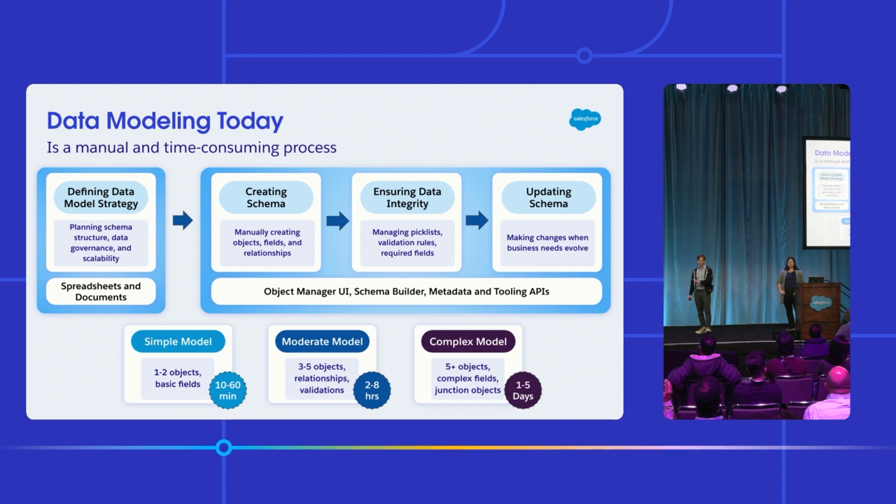Now, all this is fine and good, but I'm sure many of you have also realized as you move up in terms of complexity of your data model, you can have a lot of time being spent on this end-to-end phase here, right? Anywhere from just a simple model with 1 to 2 objects, all the way to something more complex with 5+ objects, lots of fields, lots of dependencies. You might need junction objects, right? And you know, depending how seasoned or not you are, this could take anywhere from minutes to hours to even days to get it all the way end to end. What if we had a better way of doing this?